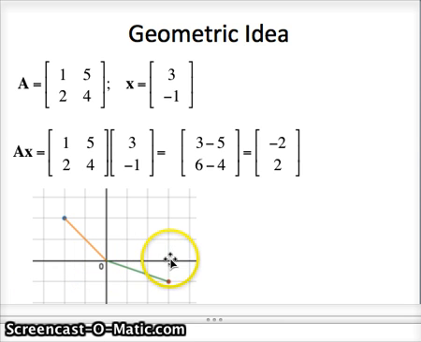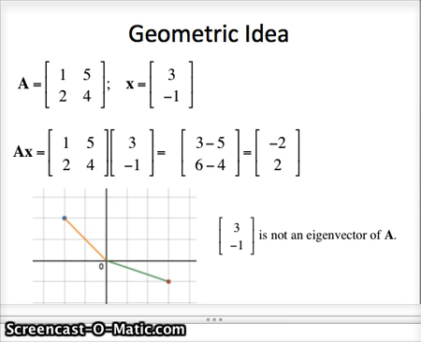So 3, negative 1 is over 3, down 1. Here's x. Negative 2, 2. Here's Ax. Assume there's arrowheads on these things. And you'll notice they're pointing in different directions. X and Ax are pointing in different directions. Ax is not a multiple of x. The conclusion for this kind of case then is that x is not an eigenvector. The eigenvectors will be pointing in the same direction. There will not be an angle between them. So since they're pointing in different directions, we're going to say that 3, negative 1 is not an eigenvector.